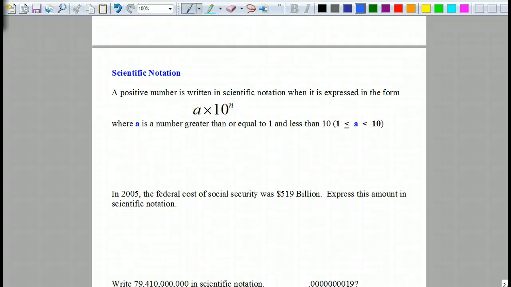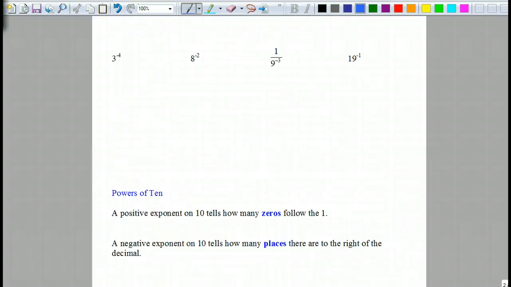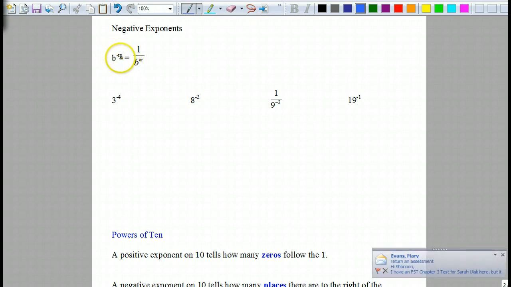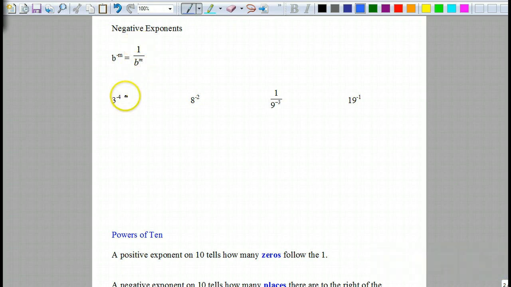Here we go. So notice that this is b to the negative m. So what happens is that really actually makes a reciprocal of it. So it'll be 1 over b to the m. So for example, if I have 3 to the negative 4, that'd be 1 over 3 to the 4th. It puts it underneath the fraction bar.